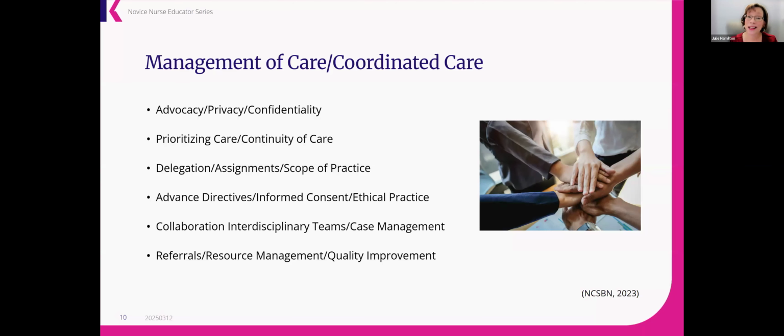Continuity of care, delegation, assignment, scope of practice, advanced directives, informed consent, ethical practice, and ethical decision making. Collaboration with the interdisciplinary teams, case management, referrals, resource management, quality improvement. So there's a lot under that management of care and coordinated care client need category. We always want to think about the client need, not just here's the content, here's what you need to know, but how are we going to take care of the client safely?